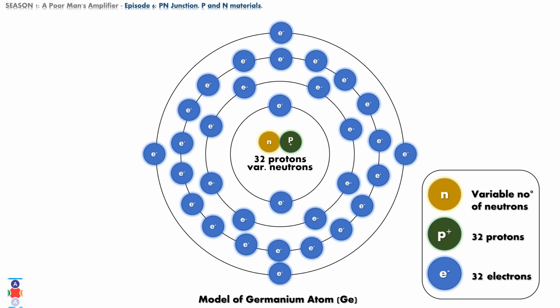Melting point of germanium crystal is 938 degrees Celsius. Both silicon and germanium are materials most commonly used to make semiconductor components.